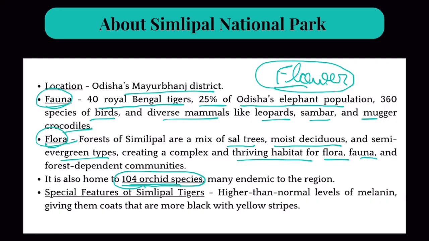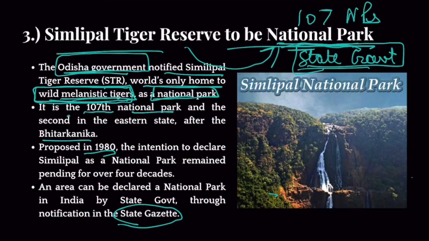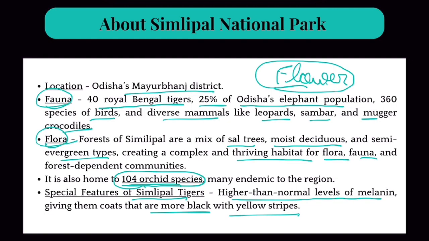But this Simlipal National Park or Simlipal Tiger Reserve is most famous for a particular species of tigers called melanistic tigers. Okay, because tigers in Simlipal Tiger Reserve or National Park have higher than normal melanin. Therefore, they are more black in color with yellow stripes. As you can see over here, these tigers in Simlipal are more blacker, right? So they are different. They are called wild melanistic tigers. They are only found in Simlipal Tiger Reserve. Clear? So this is the special feature of Simlipal National Park.